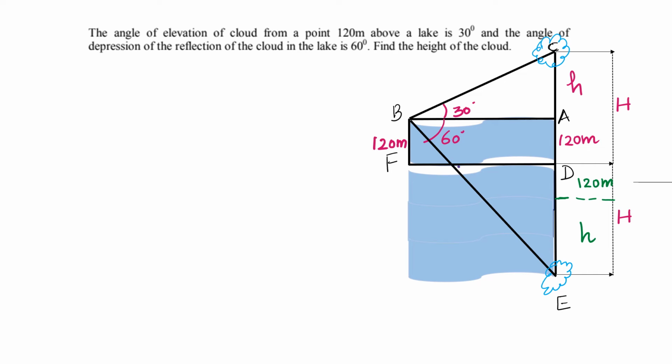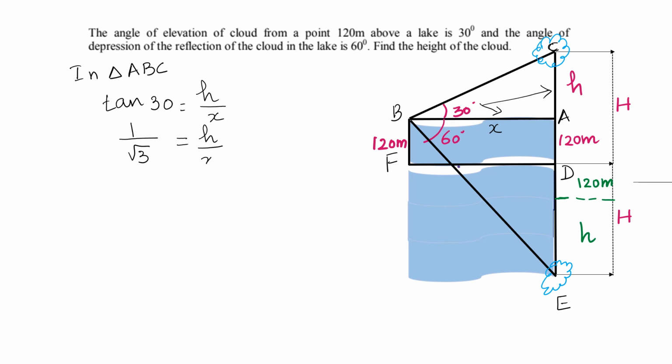Now in triangle ABC, this side, I am going to take it as X. In triangle ABC, tan 30 equals opposite by adjacent, so h by X. What is tan 30? 1 by root 3 equals h by X. Cross multiply, you will get X equals h root 3. This is your first equation.